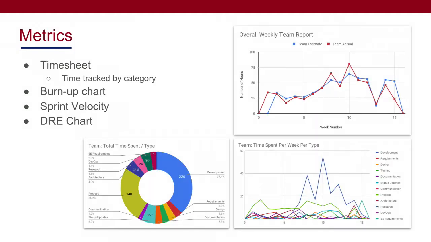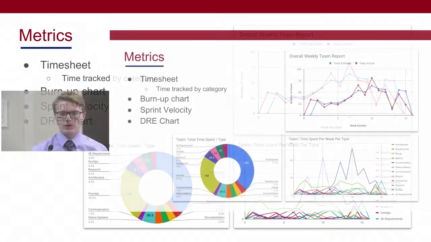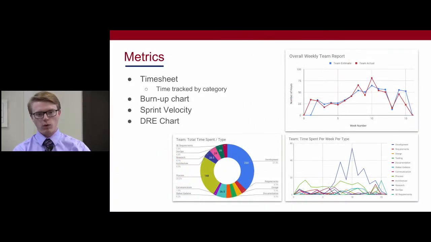For the metrics we track, we have our timesheet where we track our hours, but we don't only track our hours, we track what those hours were spent on. We have a variety of categories. Our two biggest ones are development time and process time. We have a lot of process meetings, that's why that's so high, but there's a lot of value out of that. We also have our burn-up chart and sprint velocity.